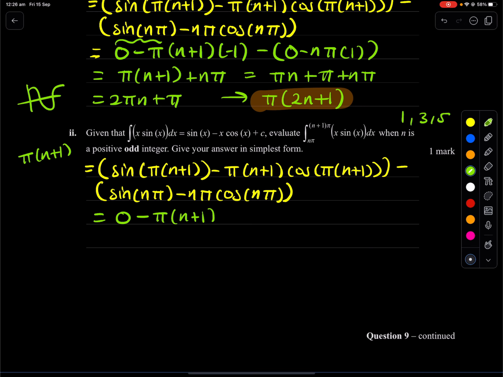So if we look at cosine, 1 plus 1, 2 pi. So at 2 pi, it's at 1. What about 3? 3 plus 1, 4 pi, still 1. So that means that'll be just 1 minus.